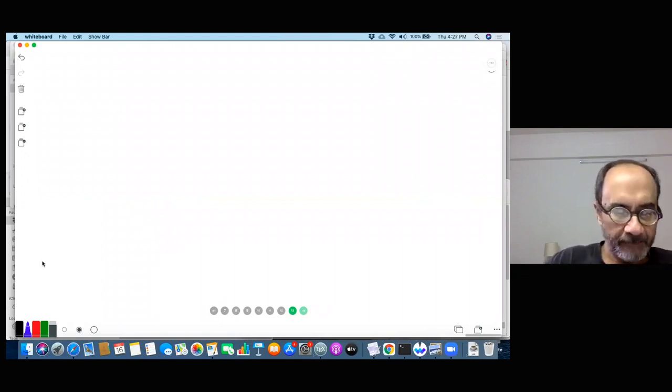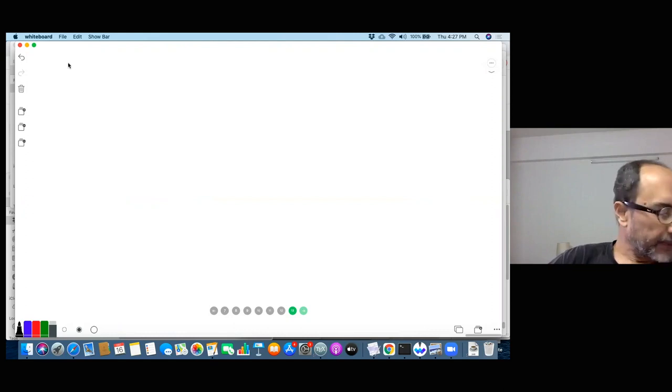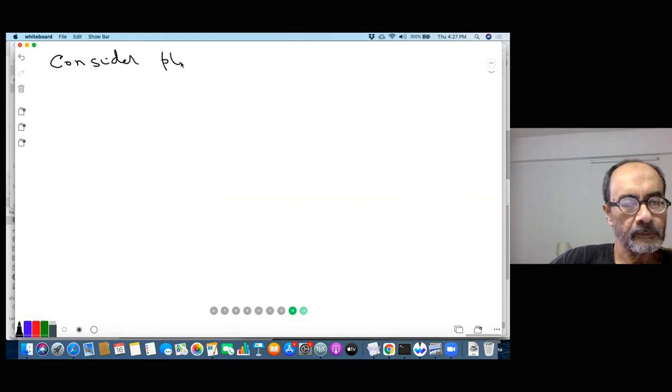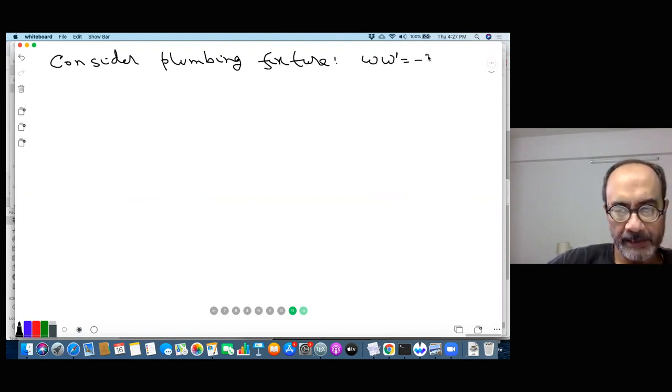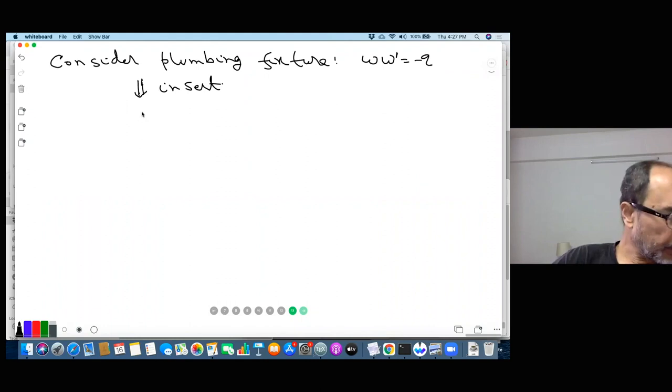So now we are still in CFT, not quite in string theory at this stage. So let's consider the effect of plumbing fixture. Plumbing fixture is you just take w w prime equal to minus q. Identify the local coordinates of two punctures by this relation. And as we have seen, this inserts, this is a general property of CFT, whether it's bosonic or fermionic, it doesn't matter. It will insert the following in the correlation function.